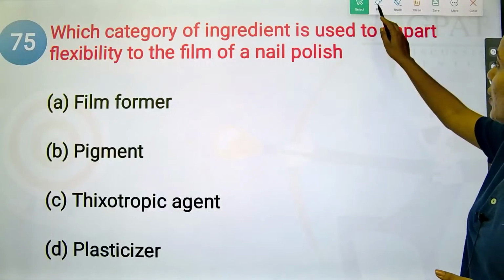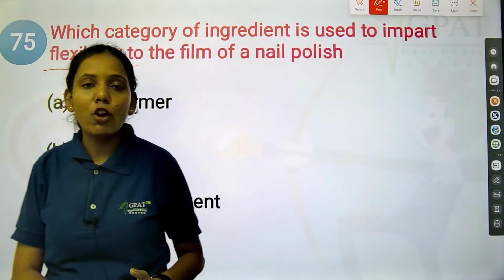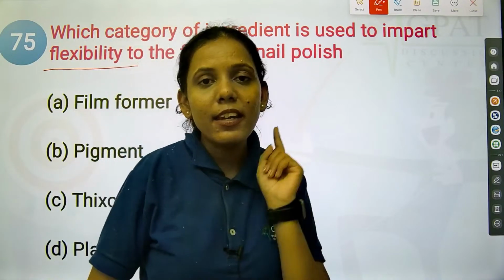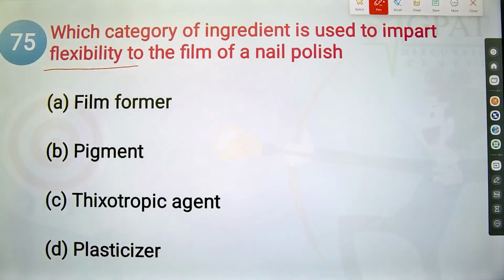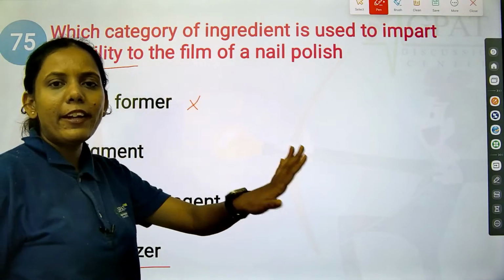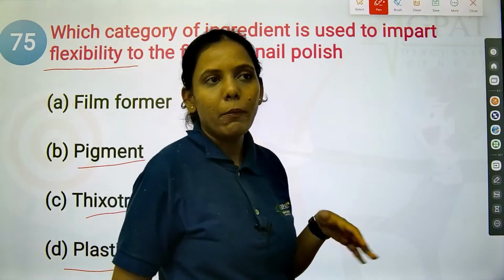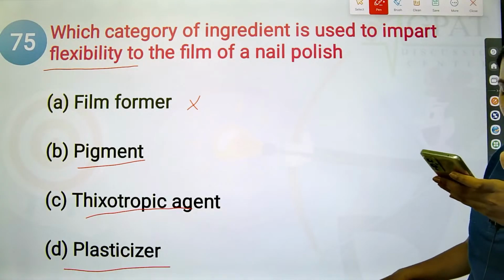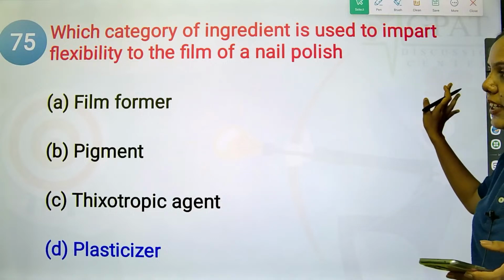The next is, which category of ingredient is used to impart flexibility to the film? When we talk about flexibility, it is not only your nail polish, but we also use plasticizer in the case of soft gelatin capsule. There also they provide the flexibility. So that work is done by the plasticizers. It is not about the film former. Film former is to form the film, not to make it flexible. Pigment is for the color. Thixotropic agent is just for confusing. The fancy word the students will select, that is the reason. But that is not the right answer. Plasticizer, option D is the right answer.